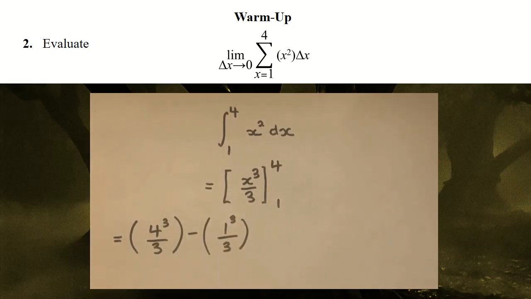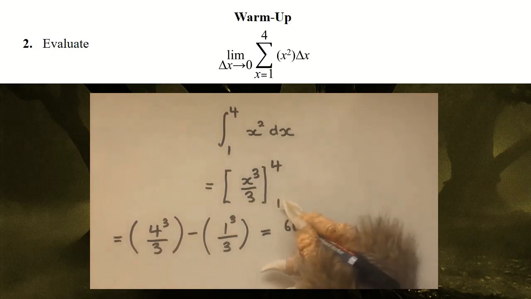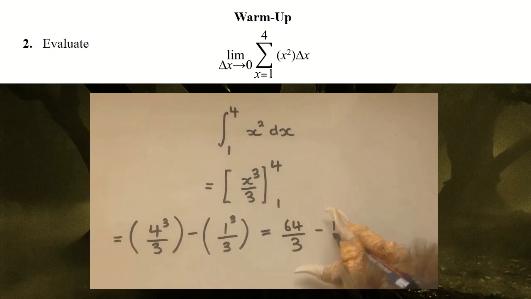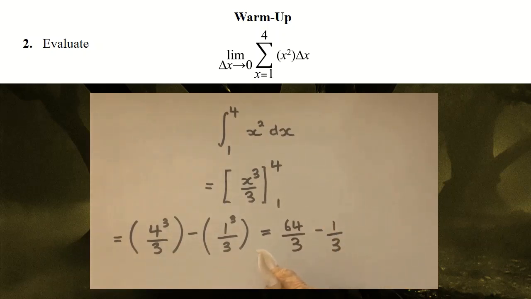Alright, we can evaluate that pretty easily. So 4 cubed, use your calculator if you need to, but we should all know that's 64 over 3. Subtract 1 cubed, which is 1 over 3. Okay, and that's going to give me a final answer of 63 over 3, which actually simplifies nicely to 21. Okay, and we're done.